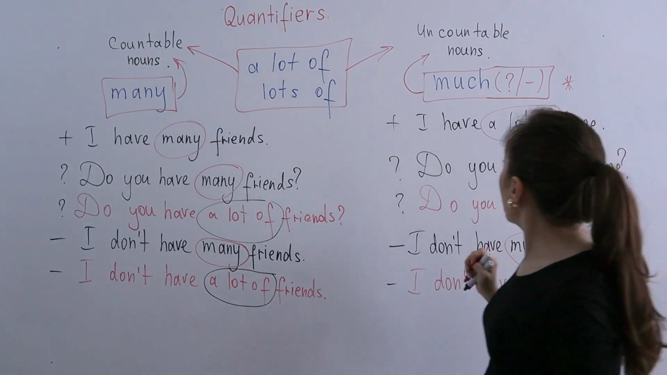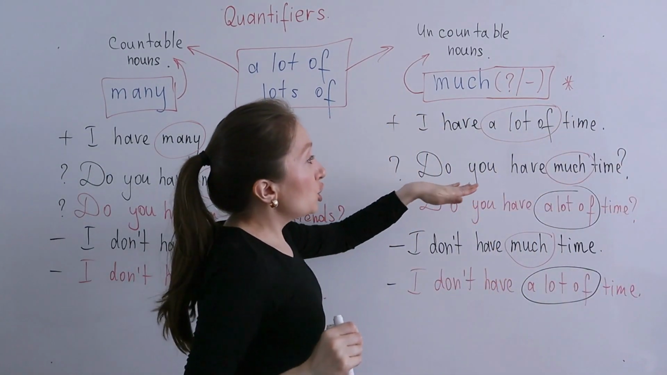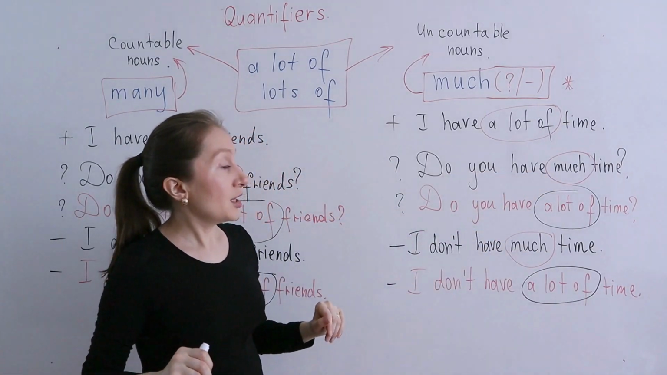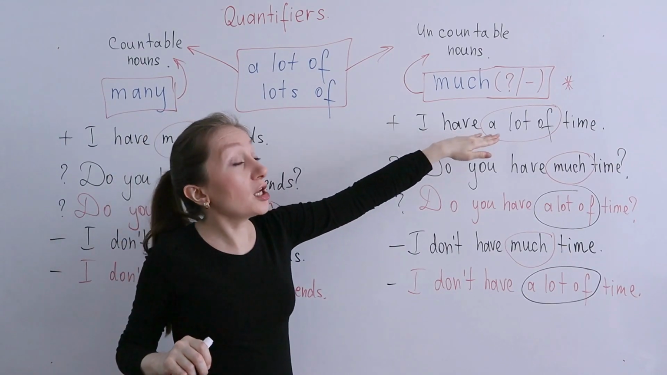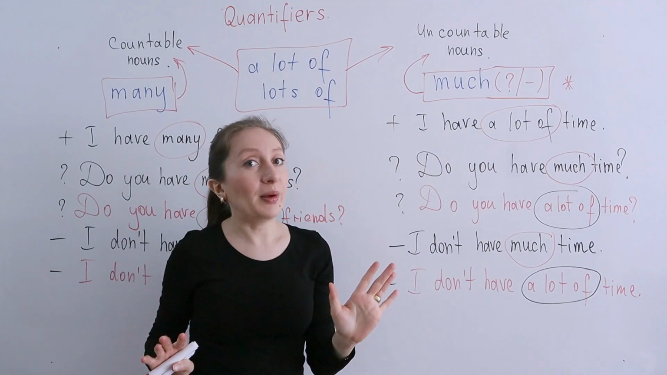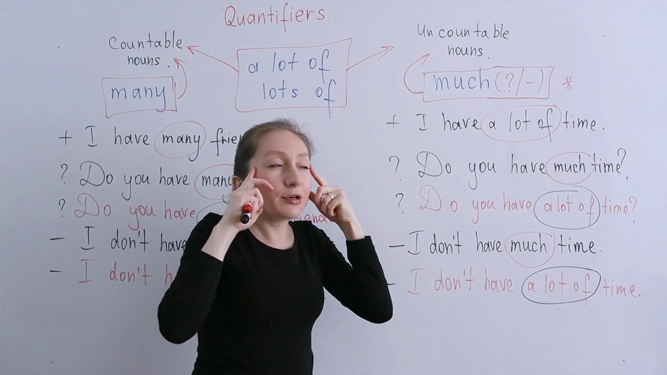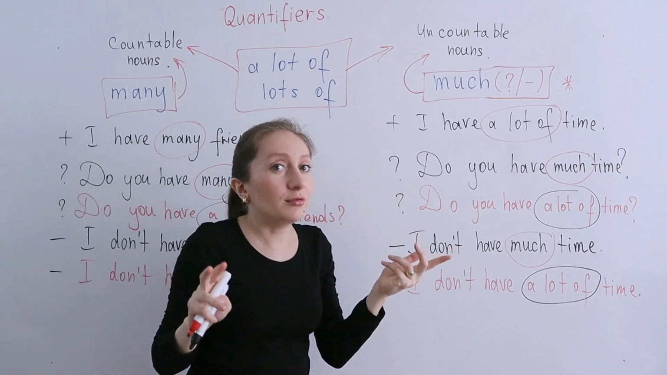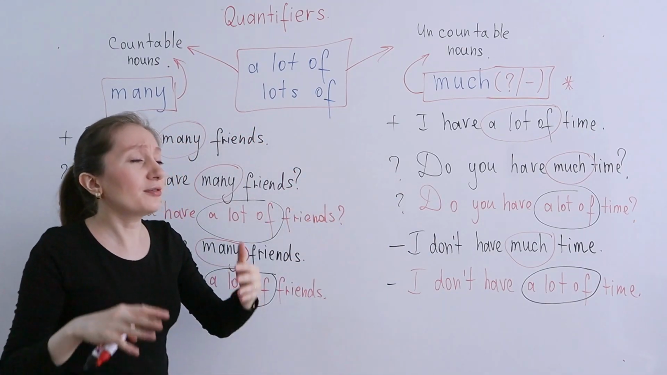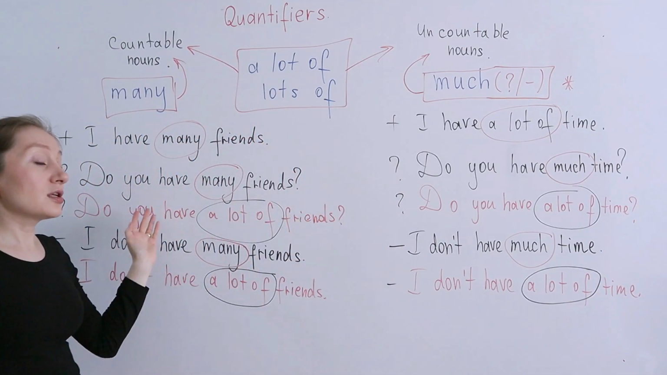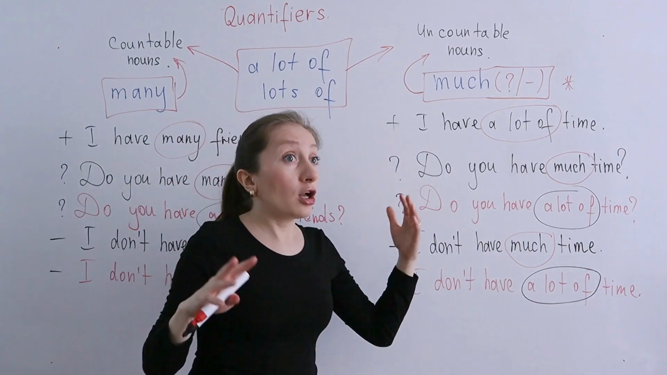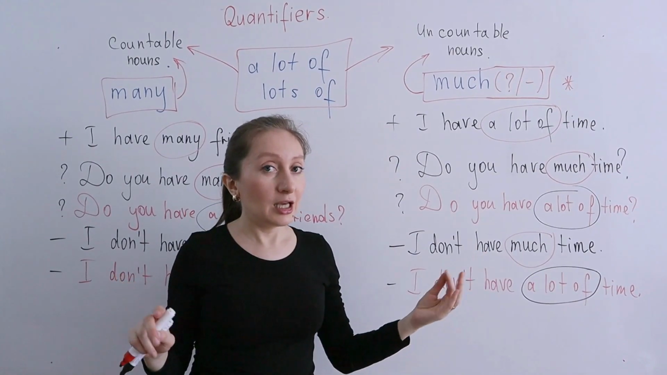And you see the example. Do you have much time? I don't have much time. If you say I have much time, it's a mistake. Just the only rule that you have to remember, right? If you confuse or forget the rule, you can use a lot of or lots of all the time. I have a lot of friends. I have a lot of books. I have a lot of time. I drink a lot of coffee, right?